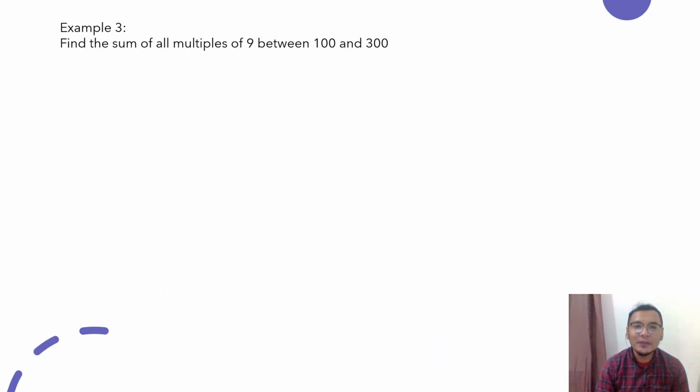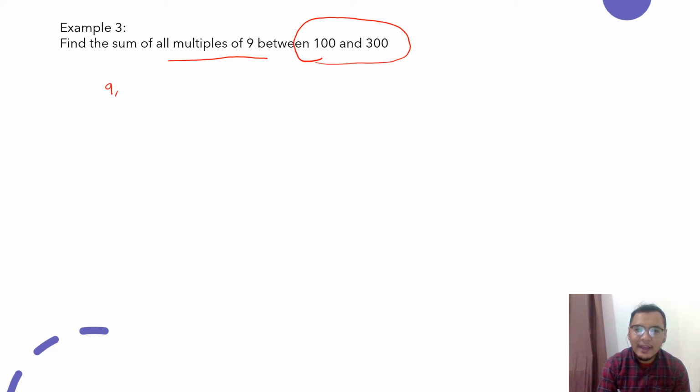Okay, let's go to the third example. Find the sum of all multiples of 9s between 100 and 300. Okay, students, what is the meaning of multiples of 9? Okay, no, that's not correct. Okay, that's correct. Who is that? Ame? Okay, that's correct, Ame.